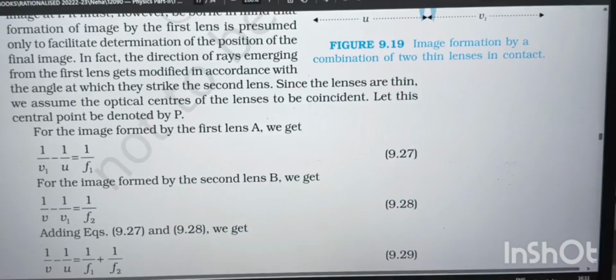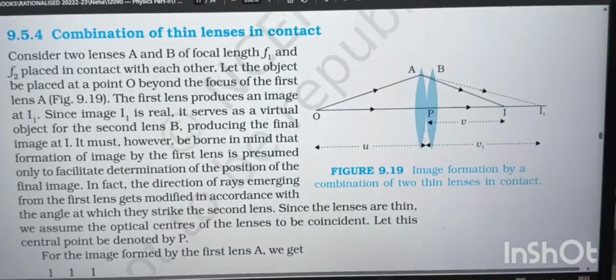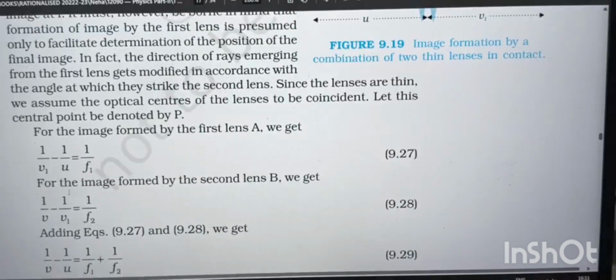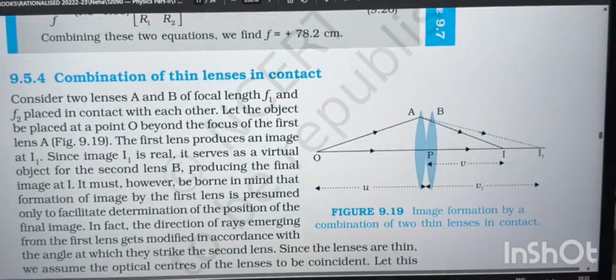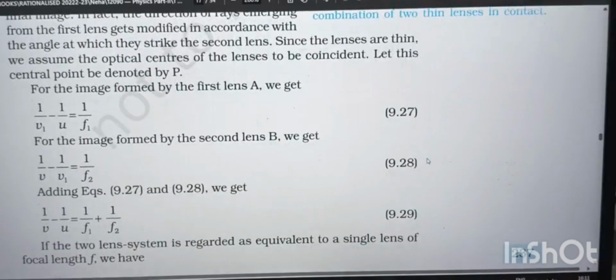And where is the image being formed? The image is being formed at V. This is the image formed by the second lens. So 1 by V minus, not 1 by U, 1 by V1. Why? Because V1 is actually what? I1's distance. I1 is acting like the object for the second lens. You won't consider this object now. So take V1 as your object distance. 1 by V minus 1 by V1 is equal to 1 by F2.